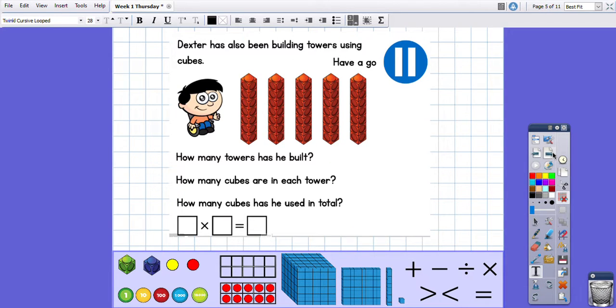Have a go at this one as well, so pause the video, see if you can do this one. This one's tricky.